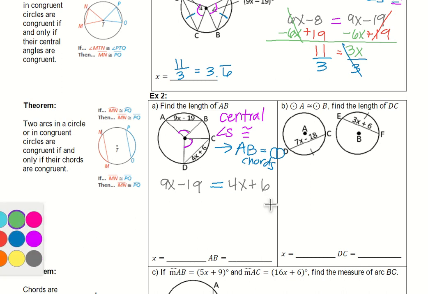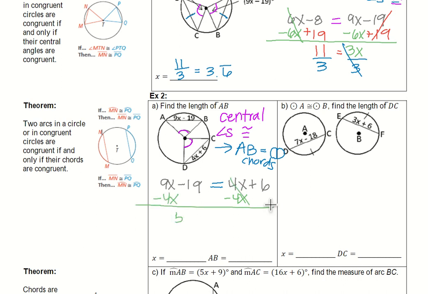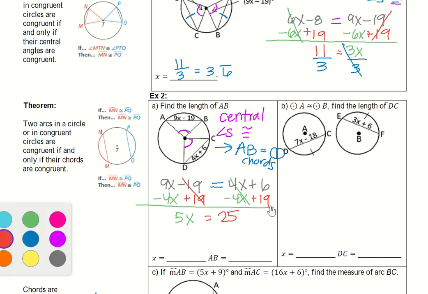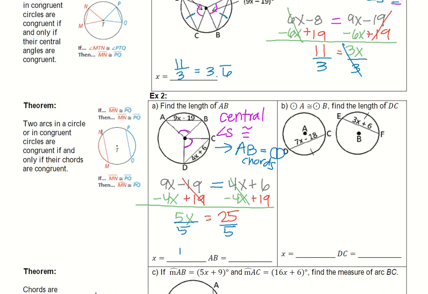So if I solve that for x, 9's bigger, so I'm going to subtract 4x, which gives me 5x. And then I'm going to move the 19 over by adding. And so that gives me 25. So dividing by 5 gives us that x is 5.